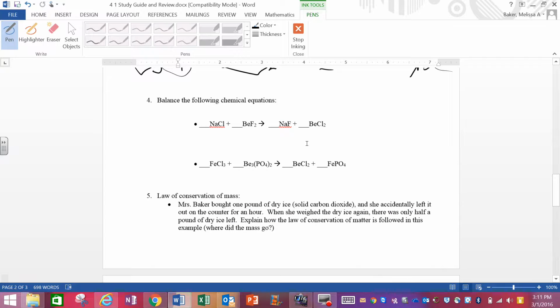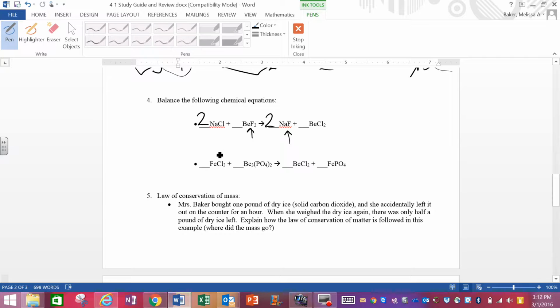All right, number 4, we're going to get some more practice with balancing. So let's see. 2 fluorines here. I only see 1 on the right side, so I'm going to add a 2 there. Now I've got 2 Na, so I'm going to need a 2 here. 2 chlorines, 2 chlorines. That looks good.